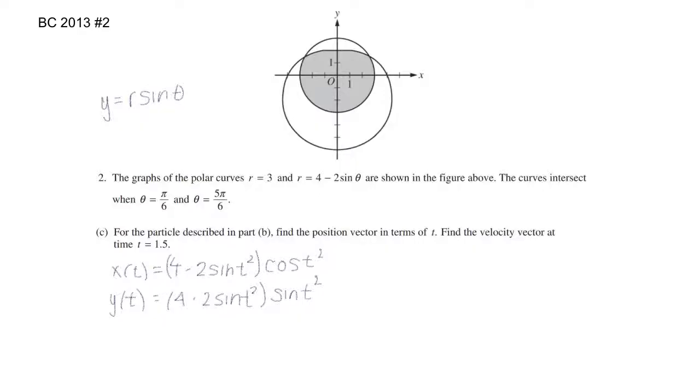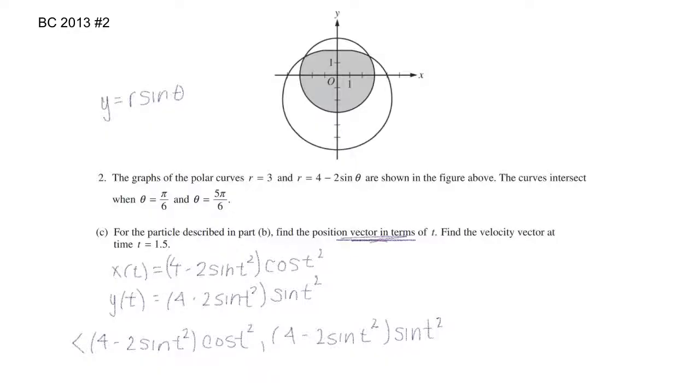So whenever I write my position, remember here it says as a position vector, so I need to make sure I incorporate my vector notation. And then I'm going to just recopy these values: 4 minus 2 sine t squared times cosine of t squared, comma, and then my y coordinate, 4 minus 2 sine t squared, and sine t squared.